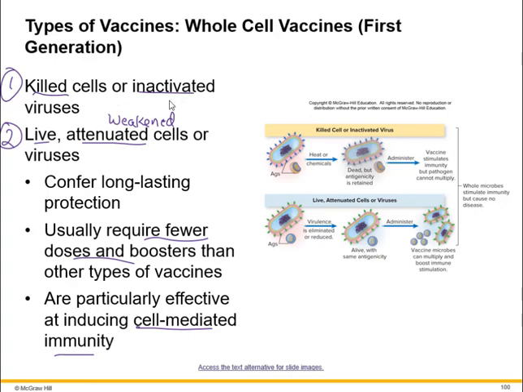The benefit of having a killed vaccine is there is no way to get the disease. And so that is a positive attribute of the killed inactivated vaccines. With the weakened ones, there's a possibility of getting the disease.